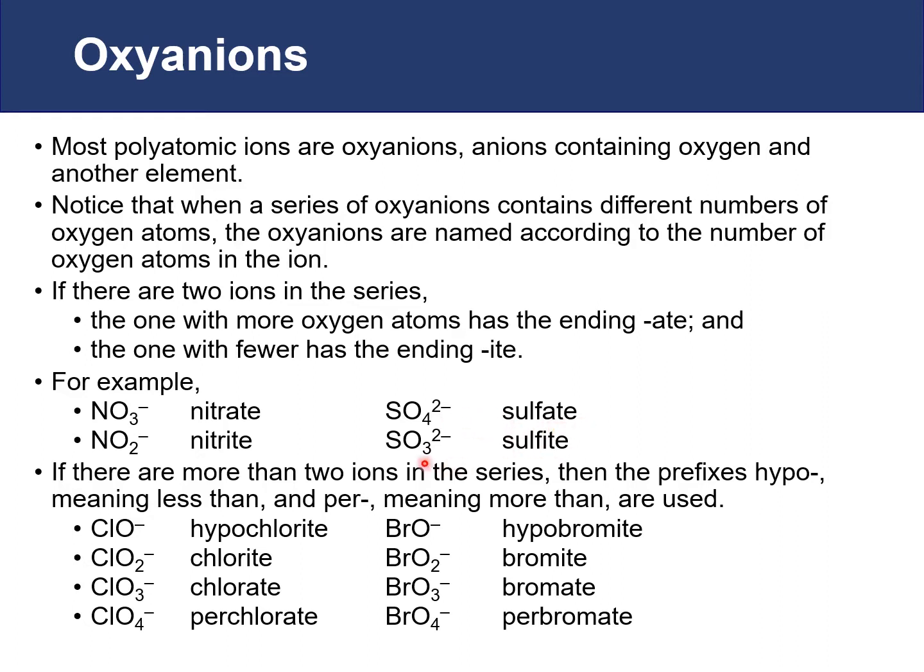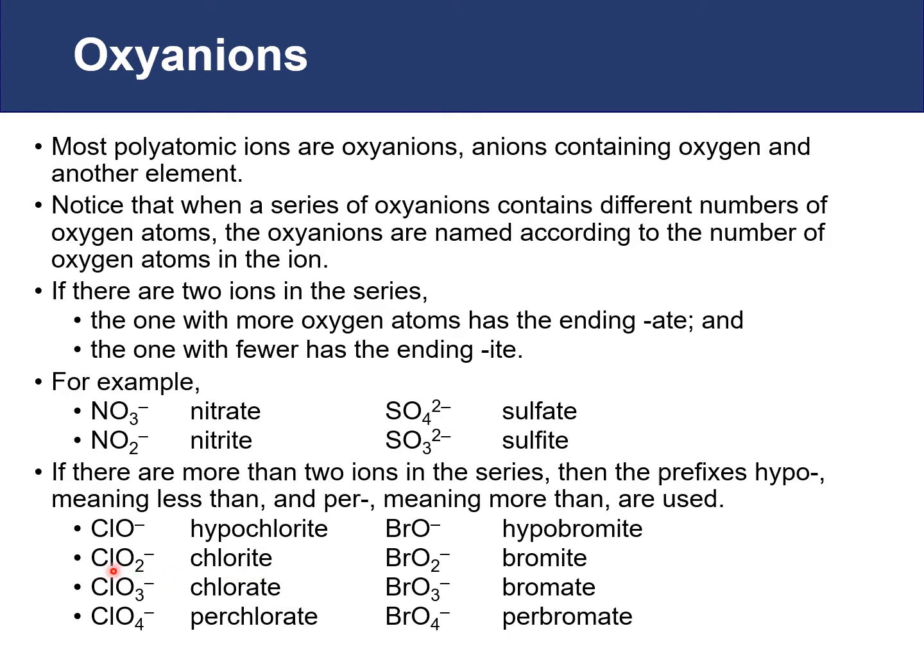than the ITE. If there are more than 2 ions in a series, then the prefixes hypo, meaning less, and per, meaning more, are used in addition to the ite and ate. Looking at a series where we have an increasing number of oxygens bound to chlorine, the two that we were previously talking about are the more oxygenated and less oxygenated, the one that has the ate and the ite.